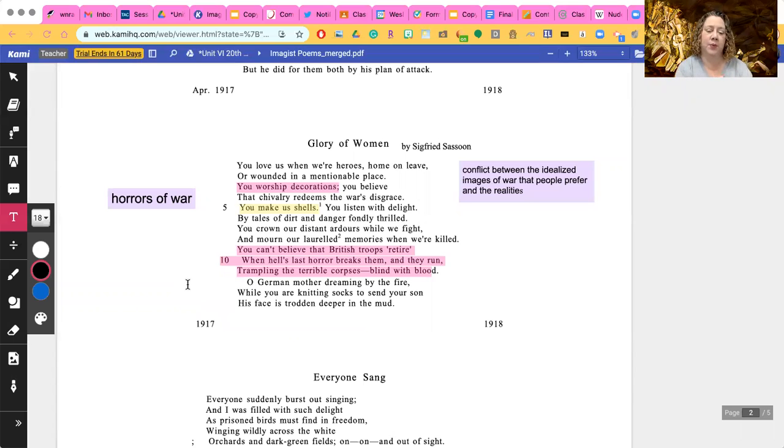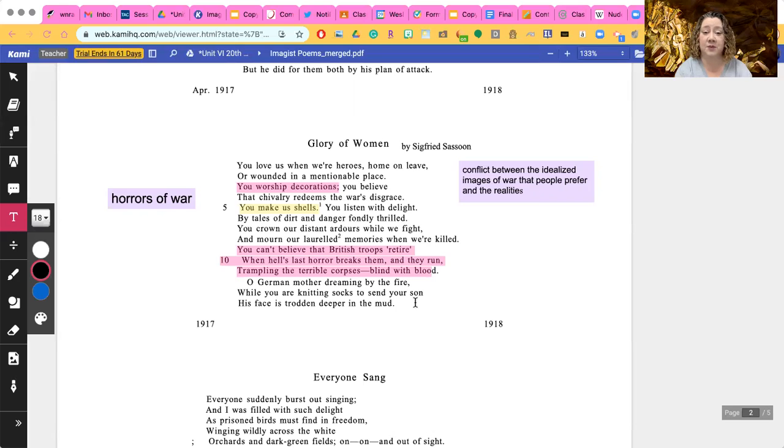He says, "you can't believe that British troops retire or retreat when hell's last horror breaks them and they run, trampling the terrible corpses, blind with blood." So he's sort of angry that society is idealizing the role of the soldier without understanding the realities of being a soldier. You get that final image: "Oh, German mother dreaming by the fire while you are knitting socks to send your son. His face is trodden deeper in the mud." He's already dead.